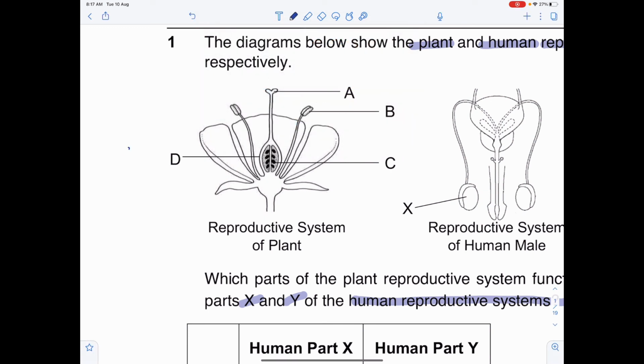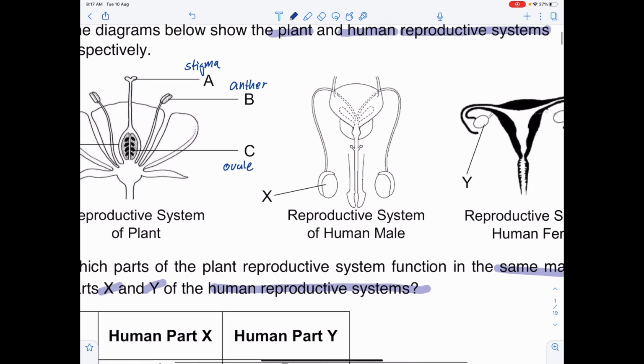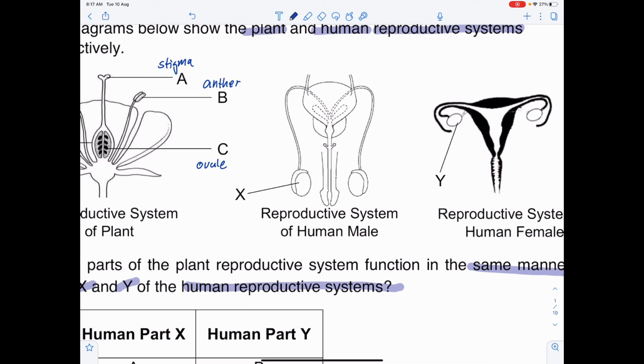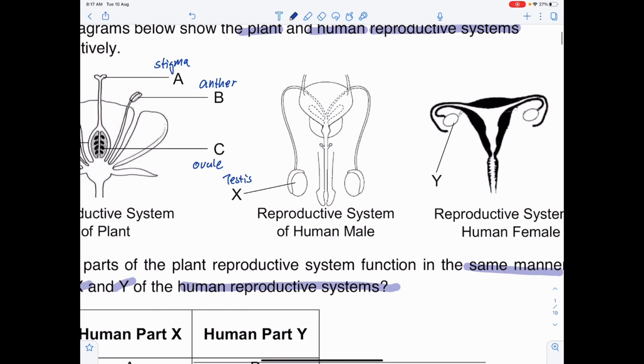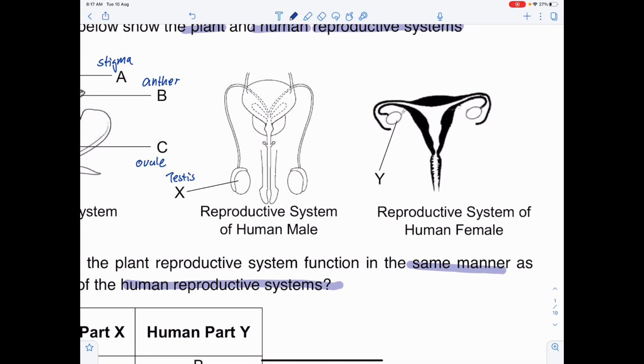So D over here is the ovary, C is the ovule, B is the anther, and A is the stigma for your plant. Moving over to your male reproductive system, this is actually your testis. And for your female, this will be your ovary.